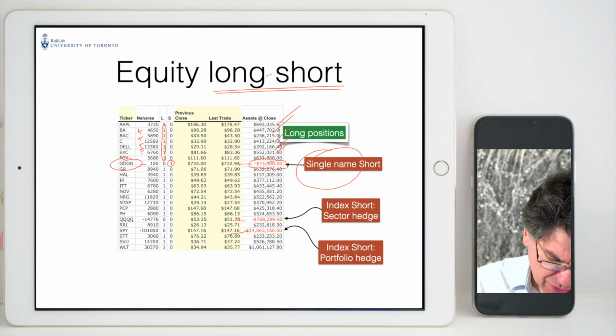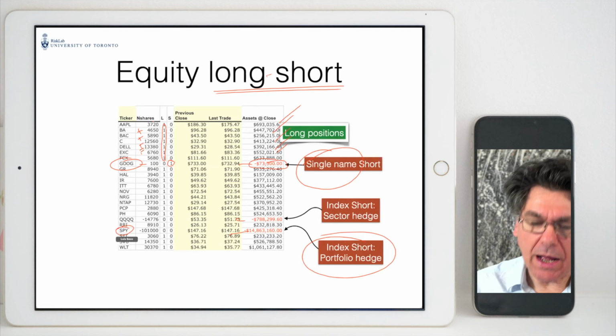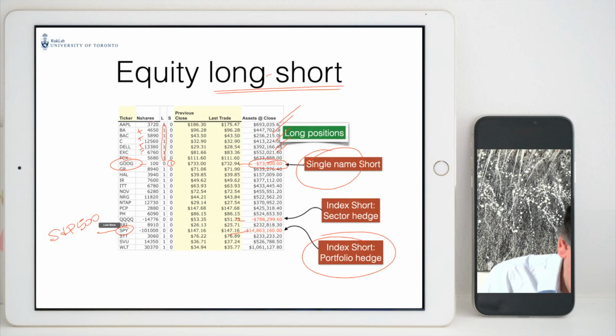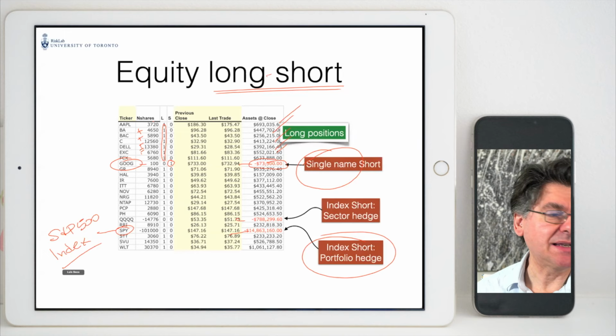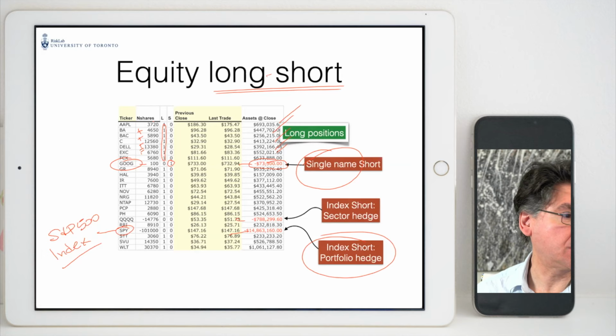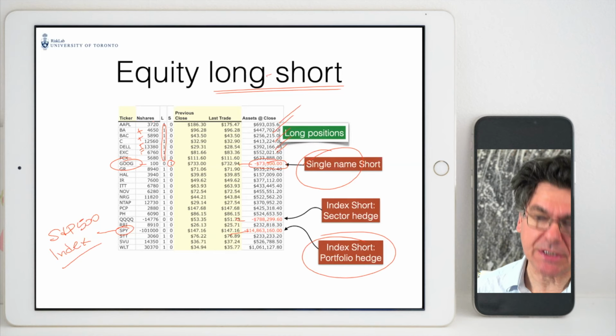This thing we have here is called an index short. SPY is an index, the S&P 500 index. So this is not one company, this is 500 companies put together. It's an index short. Why do you short an index? Do you think that all 500 companies are going to go down in price? No, that is not why you do it. The reason you do this is as follows. This is very important. I'm going to tell you.